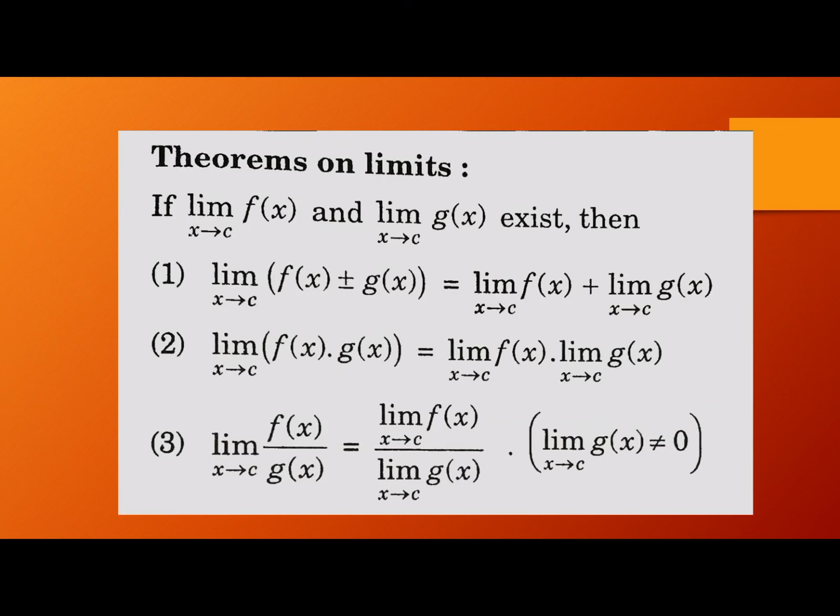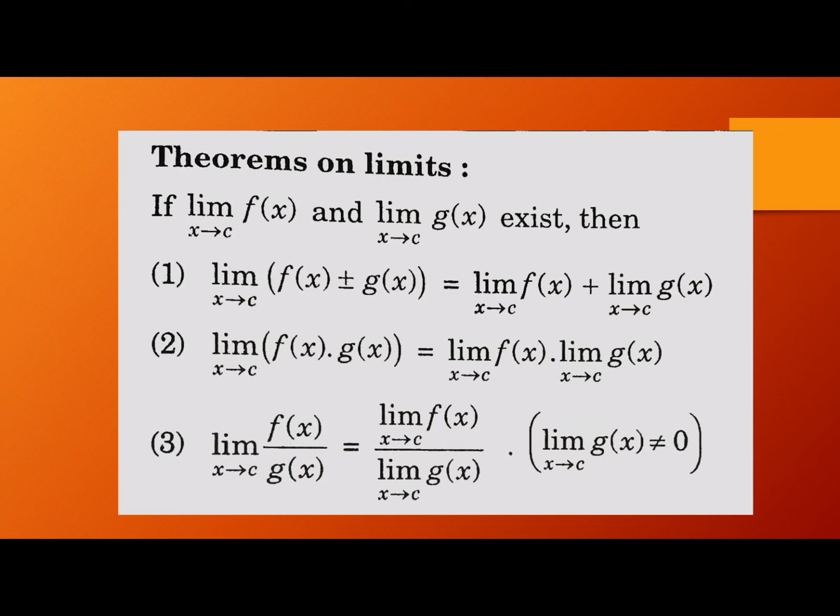Next is the product theorem: limit x tends to c of f of x into g of x is equal to limit x tends to c f of x into limit x tends to c g of x. And limit x tends to c of f of x by g of x is equal to limit x tends to c f of x by limit x tends to c g of x. These are the theorems which we can remember easily.